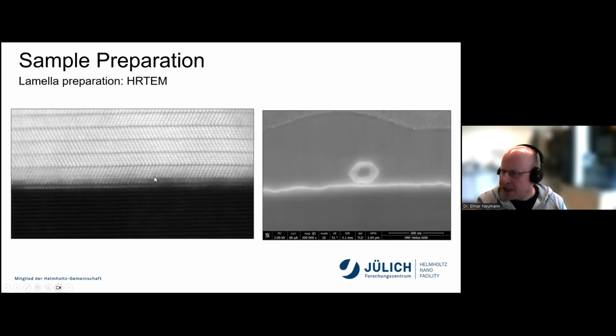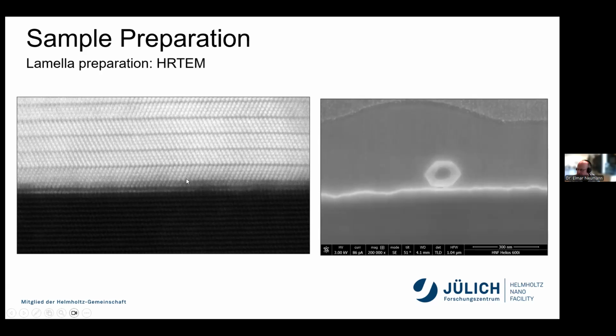And in this case, if you have a crystalline material, then you can see columns of atoms. These dots do not represent individual atoms, but they represent columns of atoms in this case, but here you can clearly see the crystal structure. I cannot tell you more about this sample because it's not mine.